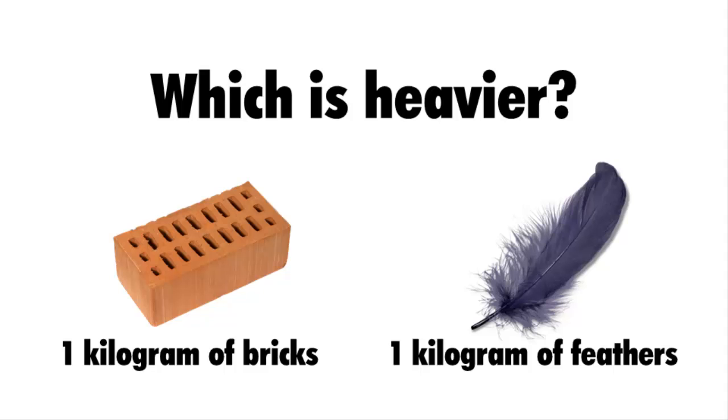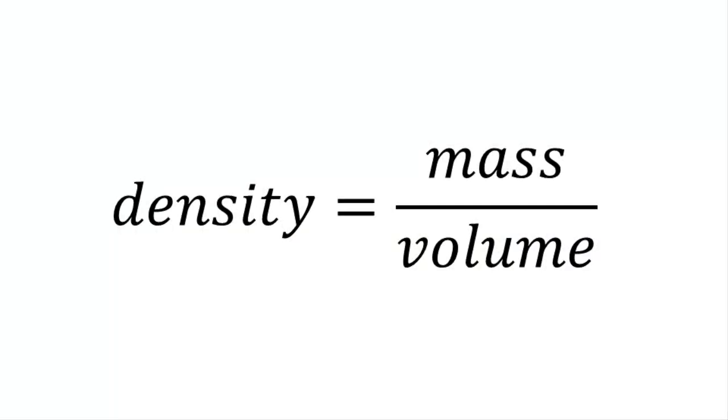And if you threw both of them into a lake, the brick would sink, but the feather would float on the water surface. And that's because of a property called density. Density is a measure of how much matter fits into a space or volume. Density is defined as a ratio of the mass of an object to the volume that it occupies.